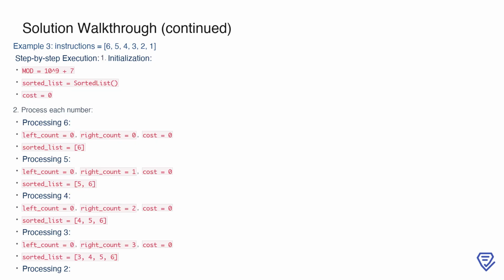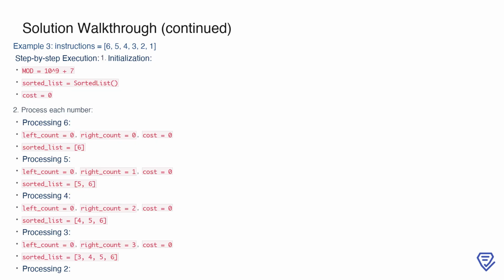to 0. Starting with 6, there are no smaller or greater elements, so both left_count and right_count are 0, and the cost remains 0. Adding 6 results in a sorted list of 6. For 5, there are no smaller elements, so left_count is 0, and one greater element, 6, so right_count is 1. The cost remains 0, and the sorted list becomes 5, 6.